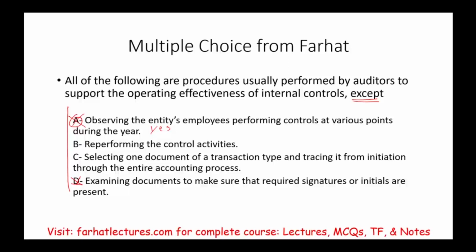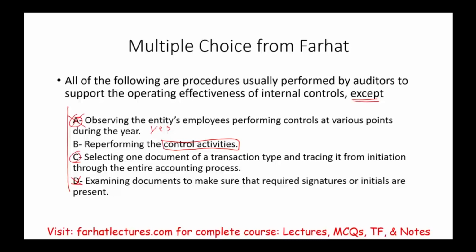What's left is B and C. Reperforming the control activities, or selecting one document of transaction type and tracing it from initiation through the entire accounting process. They look similar, but you have to be very careful. Reperforming the control activities means going through the whole process from A to Z, reperforming the entire control activities. Now, when it comes to C, C is a walkthrough. Select one document type and tracing it from initiation. You're not performing anything. Tracing it, just like looking through the system, making sure everything is matching. This is a walkthrough. C is a walkthrough.